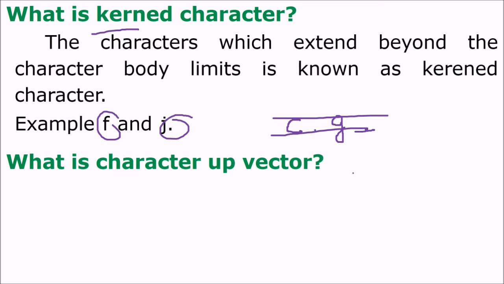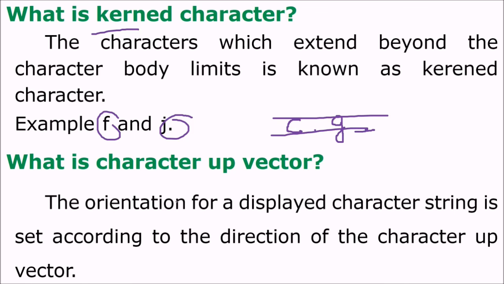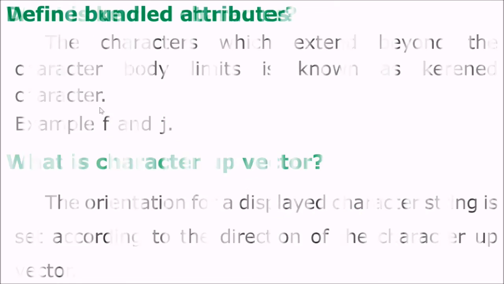What is the character up vector? The orientation for a displayed character string is set according to the direction of the character up vector. It gives the orientation of the displayed string. You can say normal vector also in some cases.